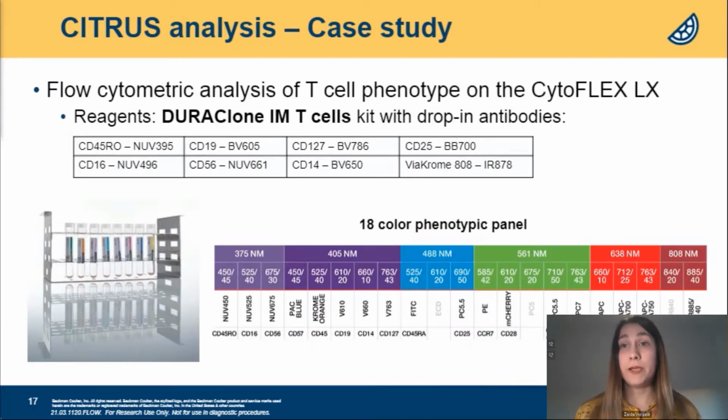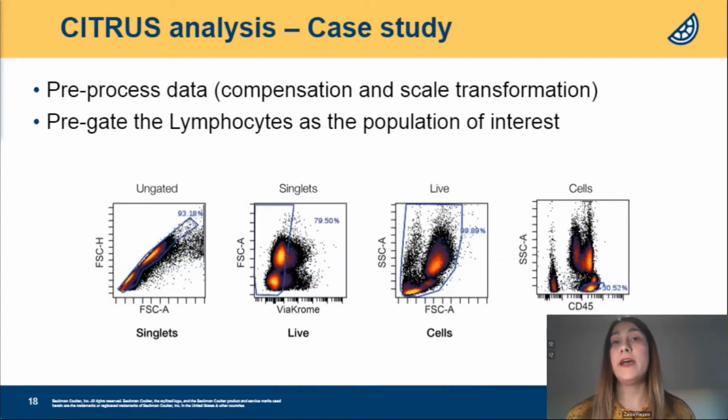At the staining step, to mark the samples with the phenotypic markers, we used the DuraClone tubes. DuraClone tubes are Beckman proprietary dry reagents. They are ready to use and a perfect way to obtain more reproducible results. We used the DuraClone IM T-cell kit with some drop-in antibodies in order to create an 18-color phenotypic panel. After the samples were stained on the DuraClone tubes, we acquired the data on the CytoFLEX Select, and then we pre-processed the data on the CytoFLEX platform, meaning that we ensured good compensation of our cells and a good scale transformation, and we pre-gated on the lymphocytes as our population of interest for today.